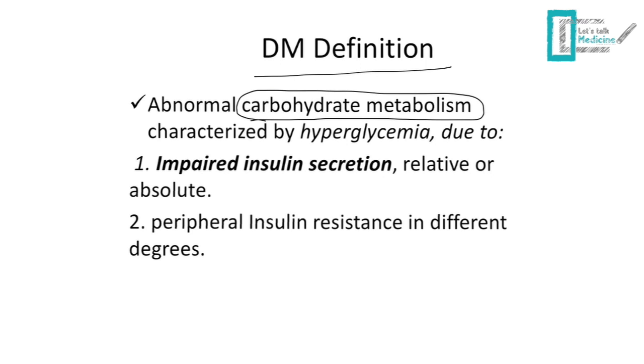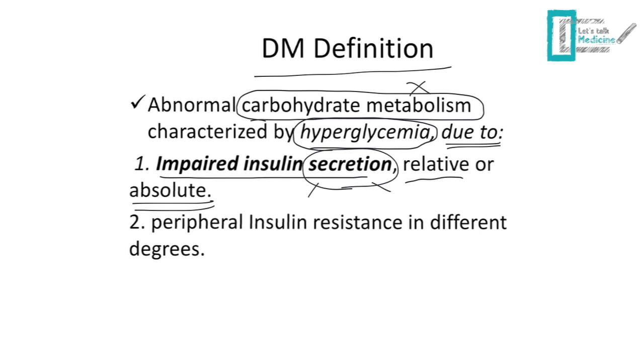So when the metabolism is affected, we will end up with hyperglycemia, which is a high level of glucose. This is mainly due to two causes. The first one is impaired insulin secretion. So we have a problem with the secretion itself, either relative, which is partial, or absolute, which means we don't have insulin at all in the body.